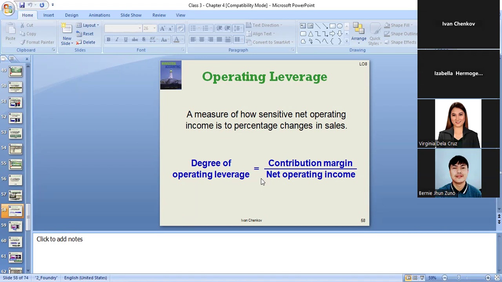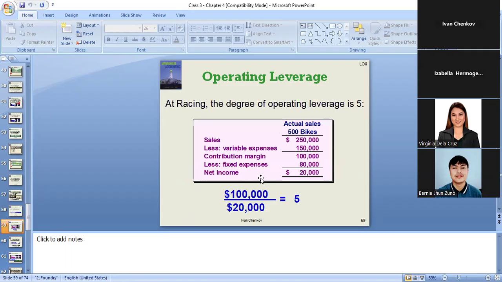The higher you have it, the better for you. The lower you have it, it's not. So in this company, the contribution margin is $100,000 and operating income is 20,000, so they have 5 times operating income in the contribution margin. What does that mean to them?